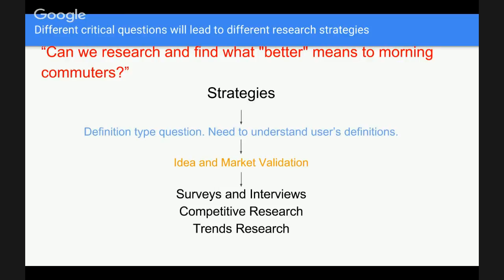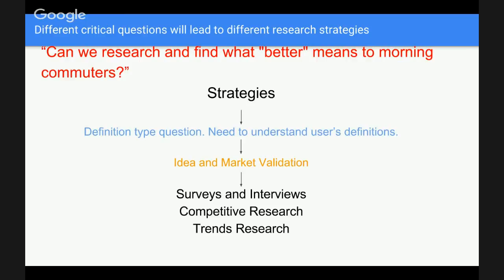Better could mean less time on my commute. Better could mean I have a more enjoyable experience with the people I'm commuting with. Better could mean that I don't get delayed. So what does better mean to more commuters, and what do they prioritize? So that's really the idea of market validation.